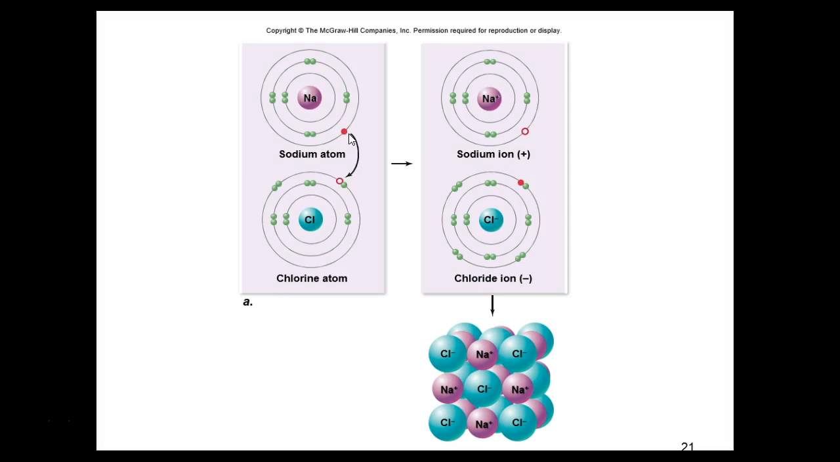Okay, and once it gives up that electron, of course, it's going to have 2, 4, 6, 8, 10 electrons, 10 protons, 10 electrons now, but it's still going to have the 11 protons, which means it's going to have a +1 charge because it still has an additional proton. All right.